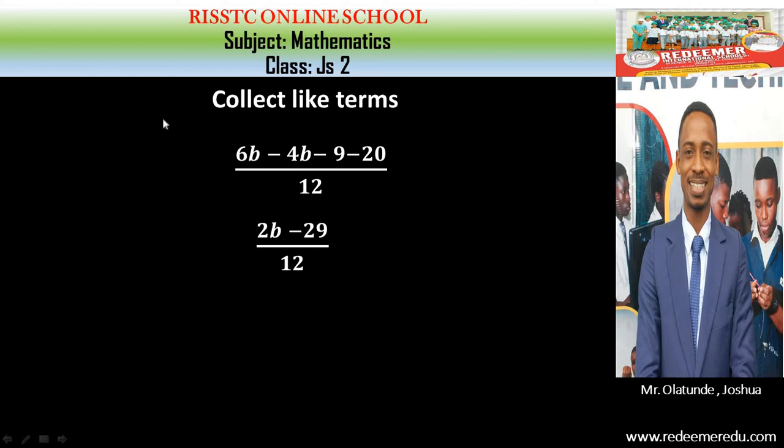The next step here is collect like terms. Bring together constants with the same variables. 6b minus 4b minus 9 minus 20 all over 12. 6b minus 4b, we have 2b. Minus 9 minus 20, we have minus 29. Our final answer is 2b minus 29 all over 12.